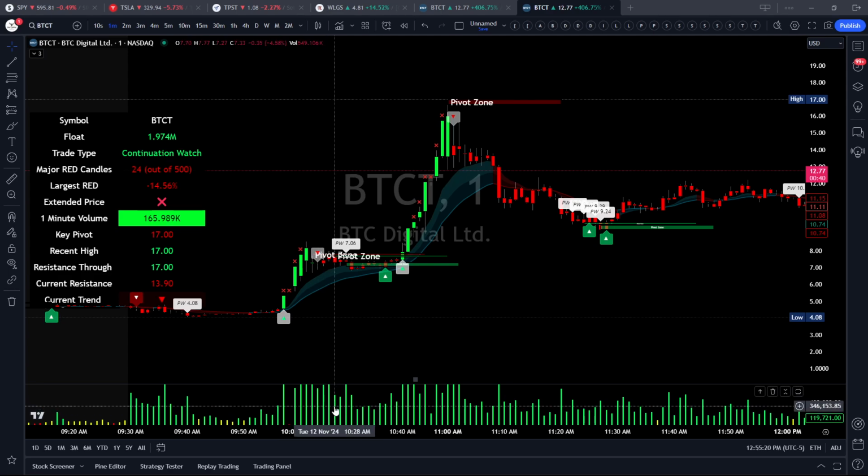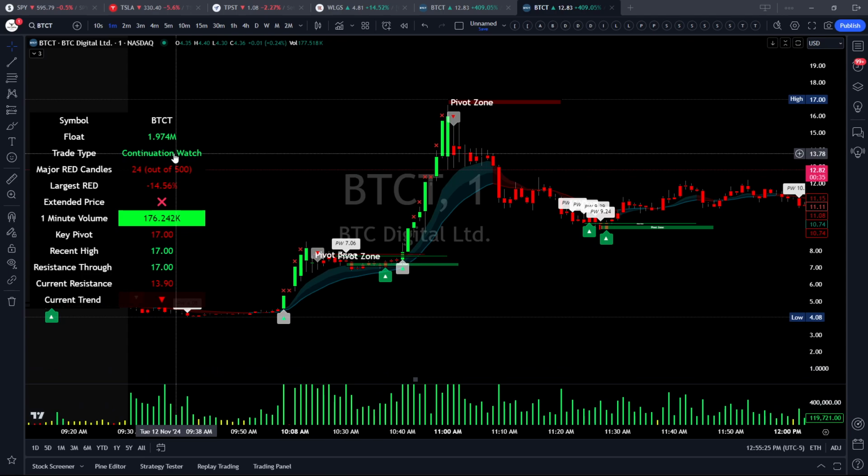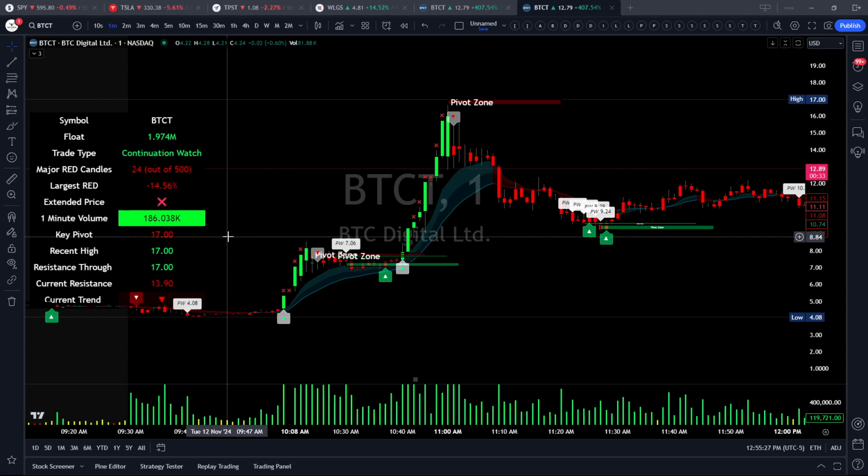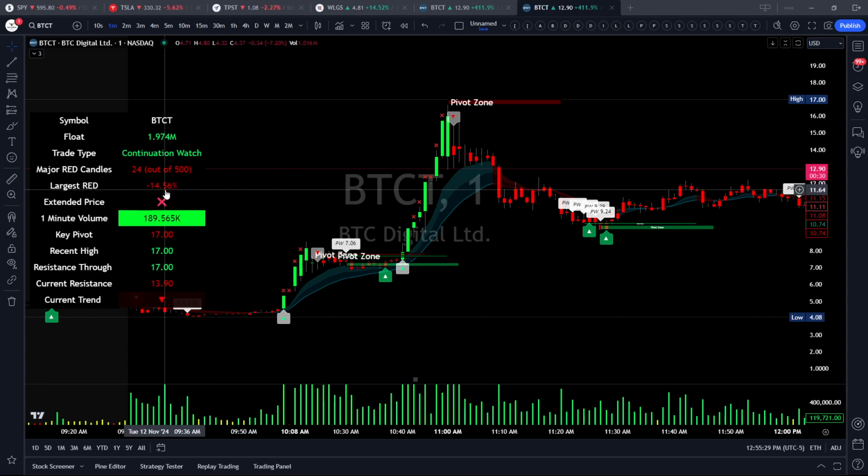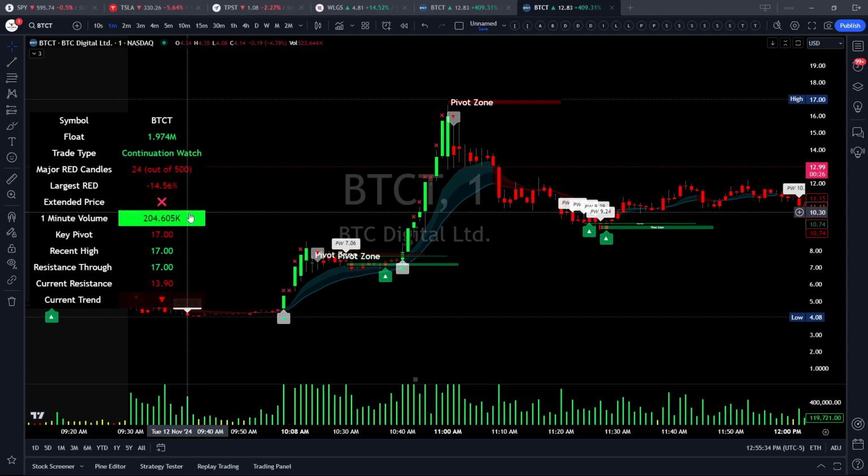And we can verify that right down here. Volume. Yes, we have volume. So that box is checked off. Is it a continuation watch? Yes, it is. Is it low float? Yes, it is. Do we have major reds? Yes, we do. The largest of which is a negative, almost 15% candle. 24 out of 500 candles are major reds.